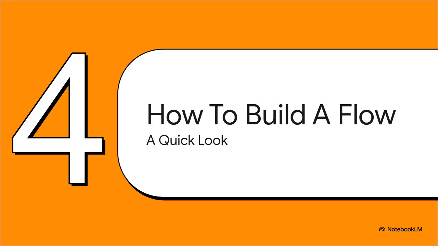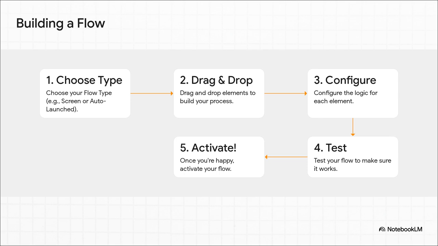Okay, so right about now, you might be thinking, this sounds pretty powerful, but maybe a little complicated. But honestly, the process for building one is surprisingly visual and pretty intuitive. Let's take a quick look at how a flow actually comes to life. It really comes down to 5 core steps, starting with picking your flow type. But the real magic, the part you'll love, is in the drag and drop builder. It's this visual canvas where you literally drag elements on and connect the dots to map out your process. You configure each box, you test it to make sure it does what you want, and then you activate it. It feels a lot less like coding and a lot more like drawing a flowchart or a map.